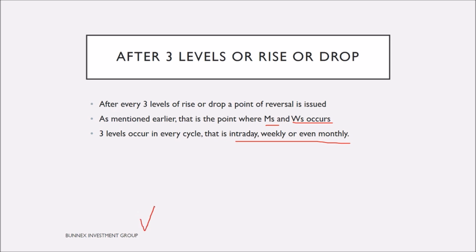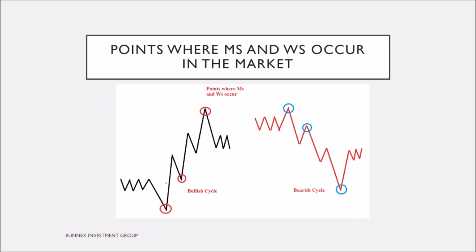This is a reversal point. As you can see, if this is a weekly cycle, it means this one is day 1, day 2, day 3. Within these days, we have 3 pushes to the low, 3 pushes to the low. These are the points which we refer to as the points of occurrence of the M's and W's. So these are the points where M's and W's occur in the market.